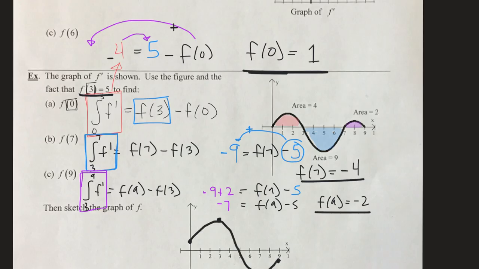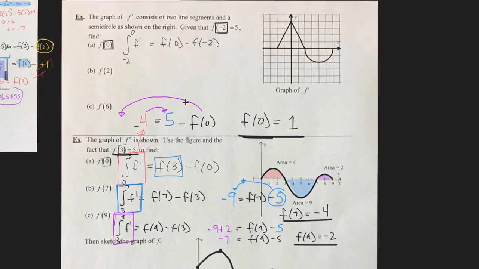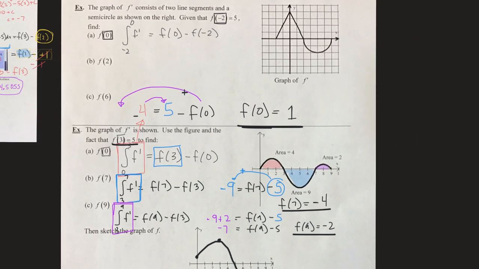So whenever we have a graph, and we know that it's a derivative graph, okay? This is a derivative graph, and we're asked for values of the function. That is one of our keys or clues that we'll be using the fundamental theorem in order to evaluate.